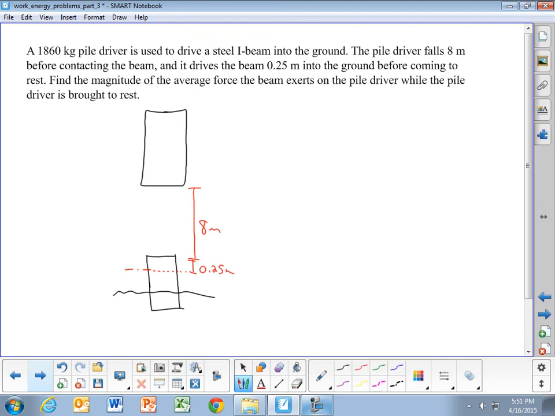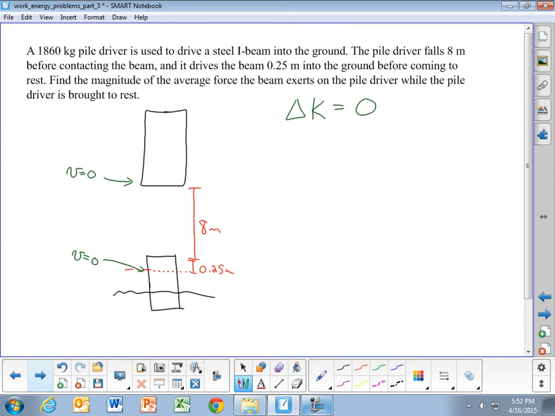So the key idea in this problem is that this pile driver is starting from rest. It's being dropped to the ground, and then it hits the beam. It's moving when it hits the beam, but it pushes the beam down, and eventually the final speed of the pile driver is also 0. And so this means that the change in kinetic energy is 0 from the very beginning to the very end. It doesn't mean that it wasn't moving at all during the trip, but the speed at the beginning and the speed at the end end up being the same.